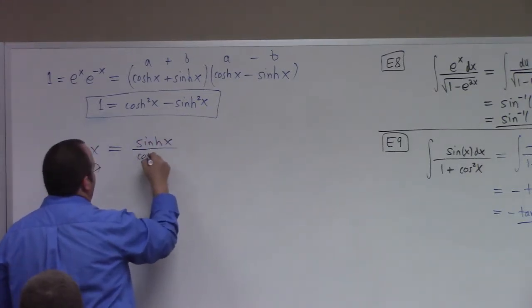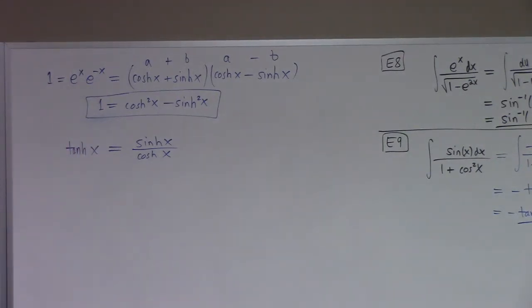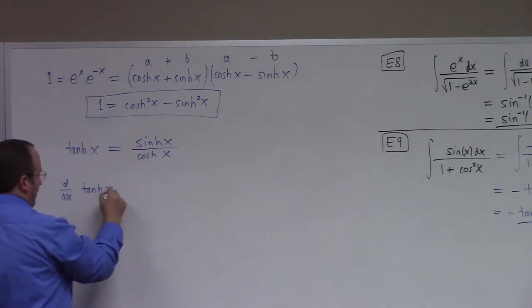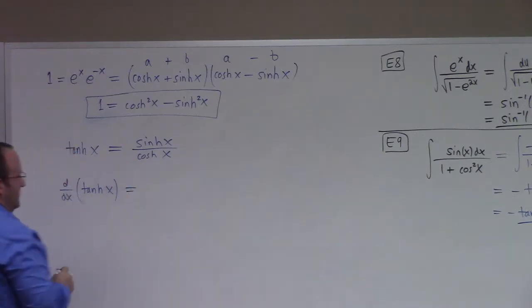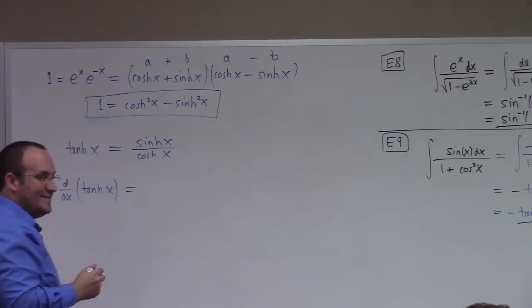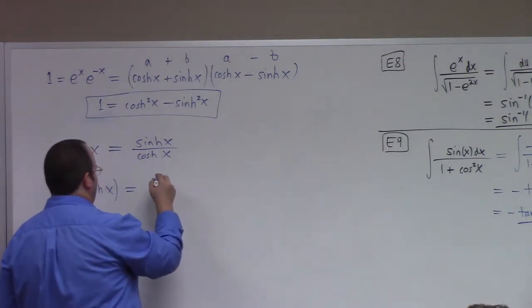She's a good student. Sinh x over cosh x, right? So what's the derivative of tanh? Yeah. Hyperbolic secant squared. I don't know what you would call that. Hyperbolic secant squared, but let's work that out, yes?